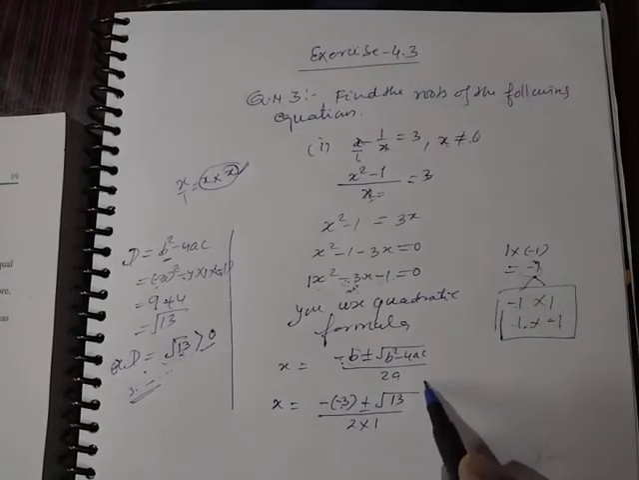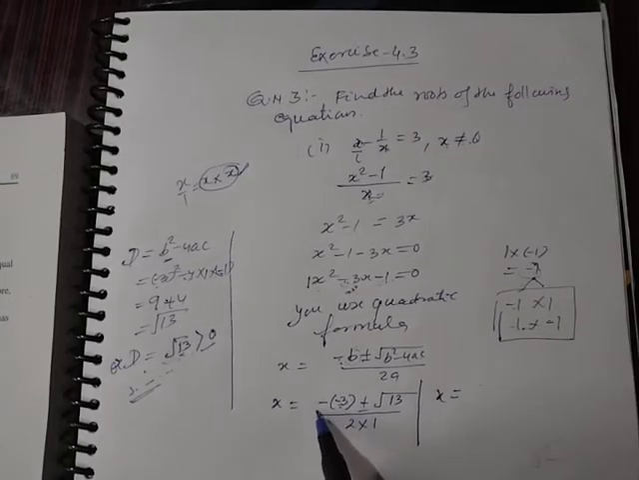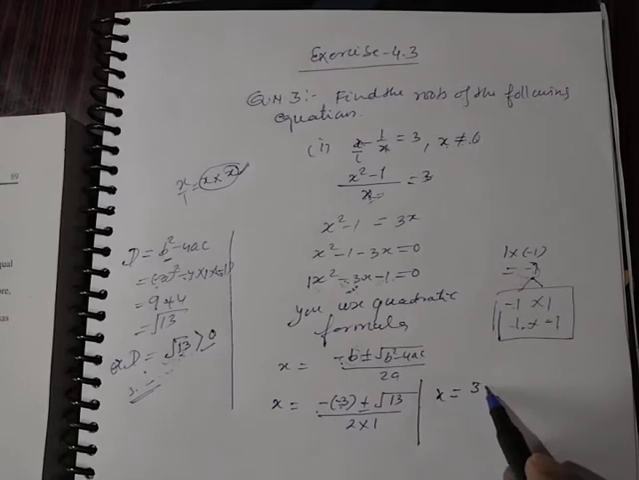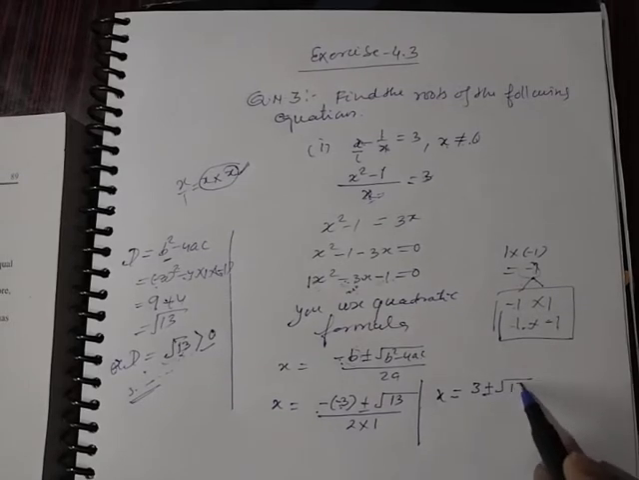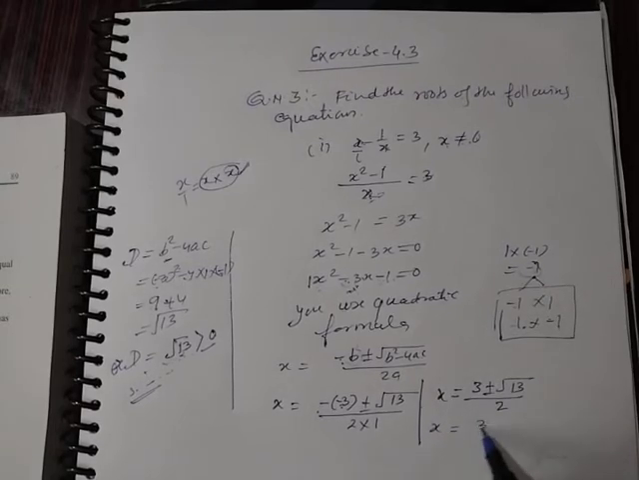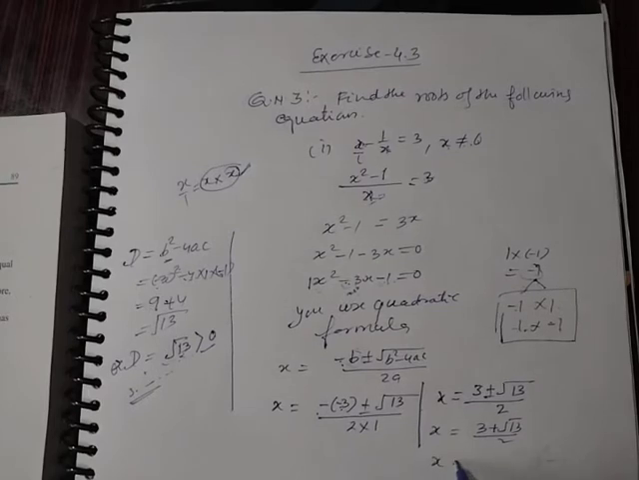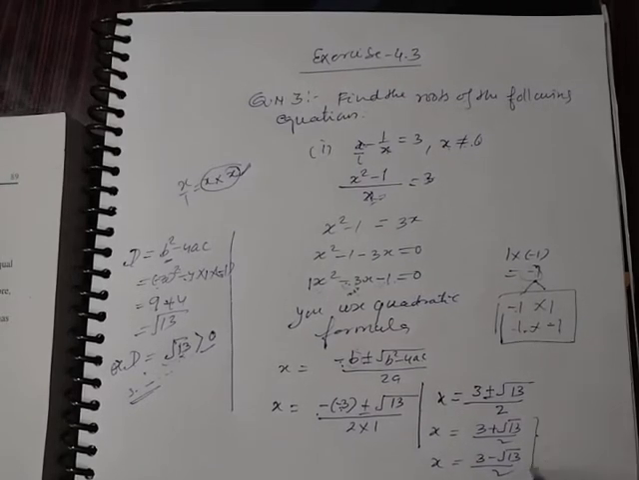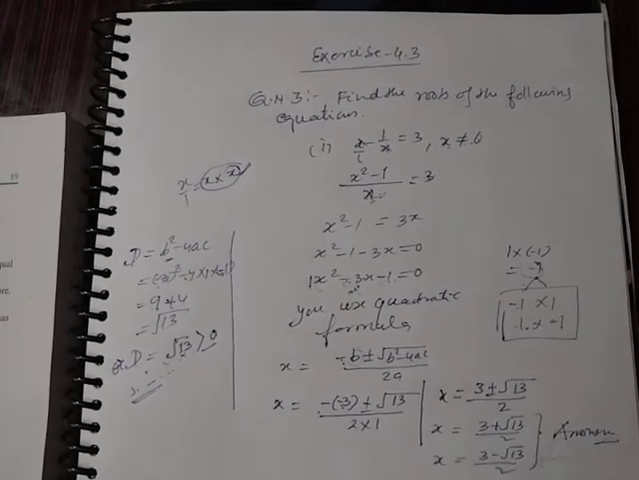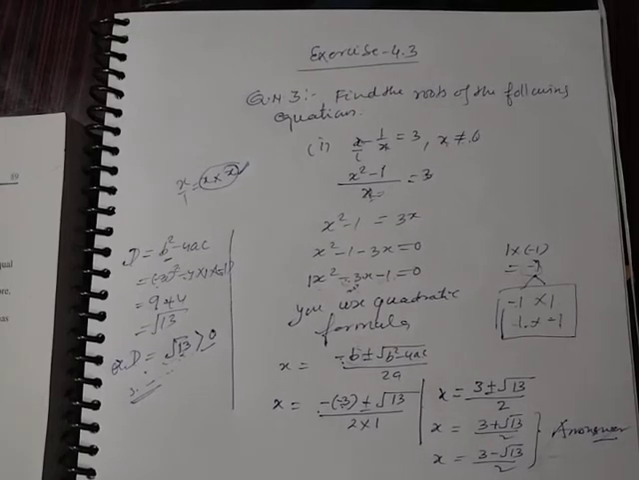Then x is equal to 3 plus minus root 13 upon 2. Once you write it in plus and once you write it in minus, this is the answer.